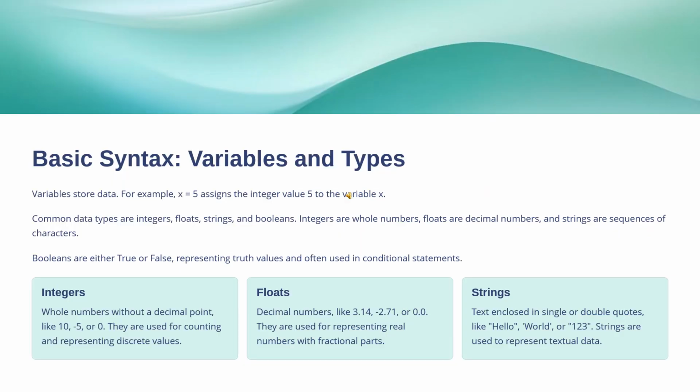Basic syntax, variables and types. Variables store data. For example, x = 5 assigns the integer value 5 to the variable x. Common data types are integers, floats, strings, and booleans. Integers are whole numbers, floats are decimal numbers, and strings are sequences of characters. Booleans are either true or false, representing truth values and often used in conditional statements.